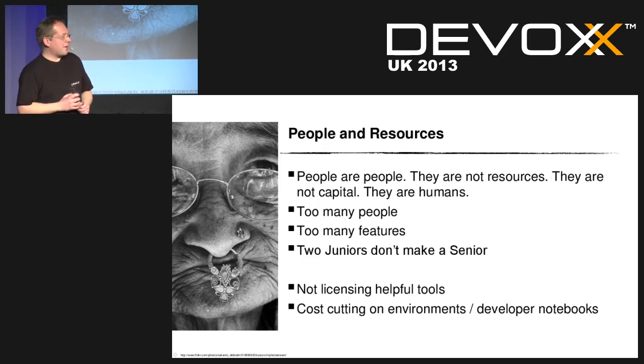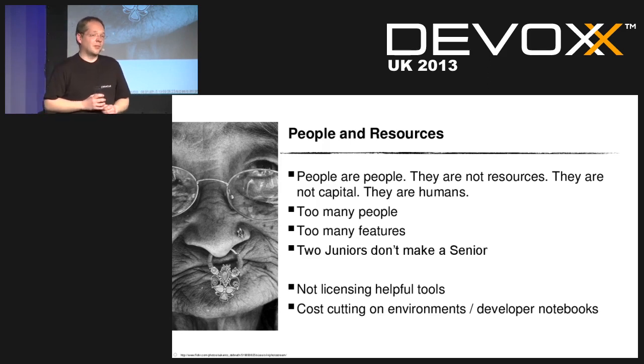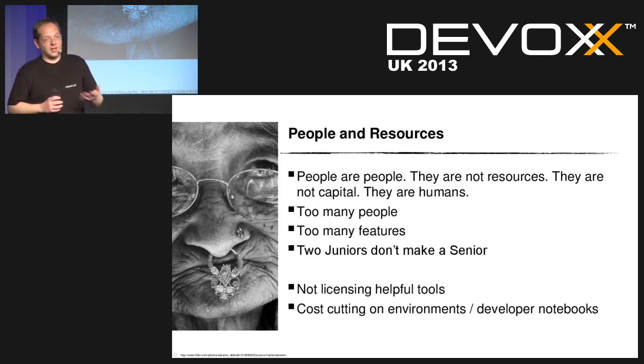And another math thing is that 2 juniors don't make a senior. But that happens to me quite a lot. Management says to me, okay, you're requiring a person that has a decent skill set. I don't have it, but I get you 2 for 1. Doesn't work.